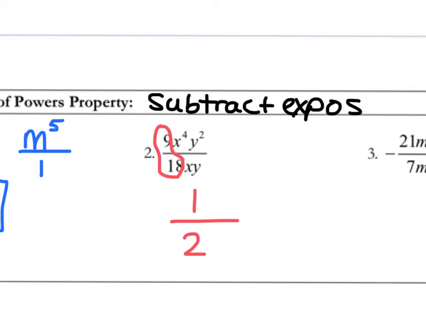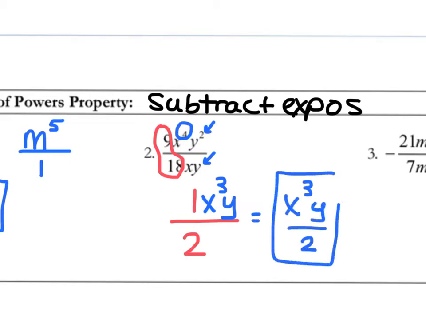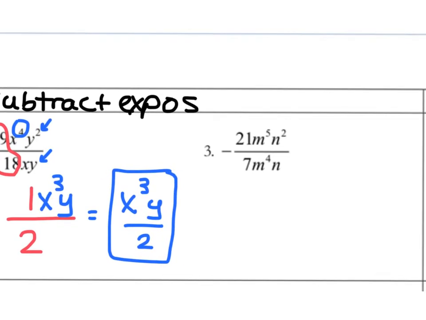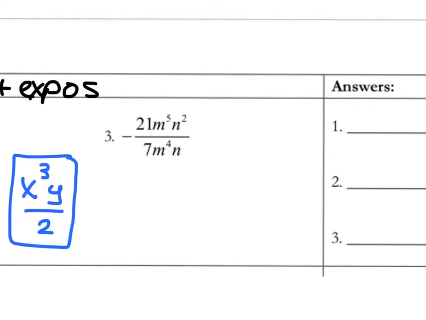Next one, x's. We got 4 minus the invisible 1. So that leaves me x to the 3rd. Okay, it stays on top because the bigger exponent's on top. Next one, same idea. 2 minus 1 is 1, so we get y to the 1st. So my final answer is just x cubed y over 2. You could have the 1 in front of the x, but you don't have to.